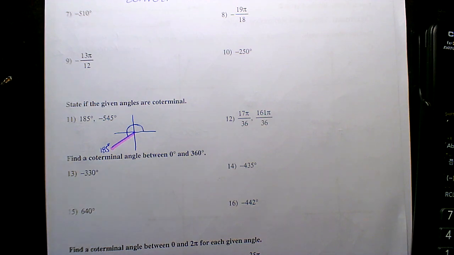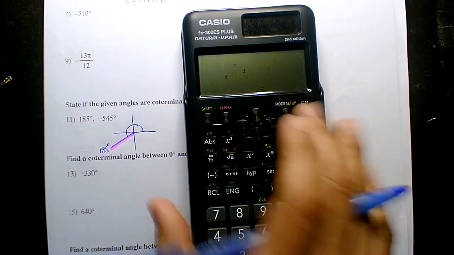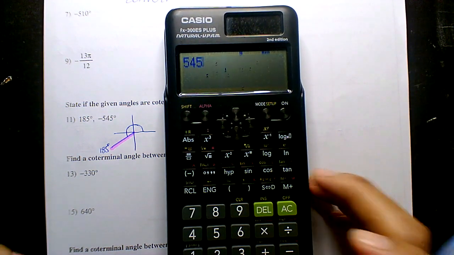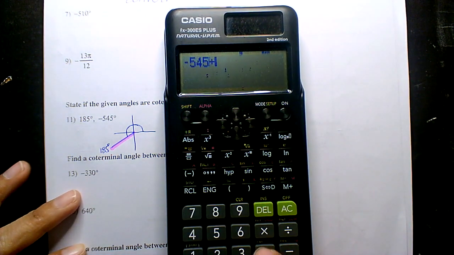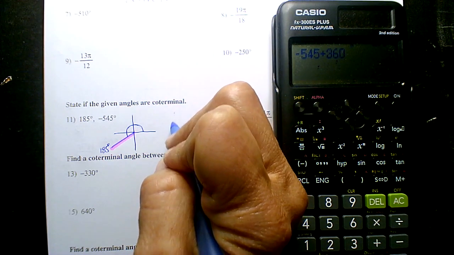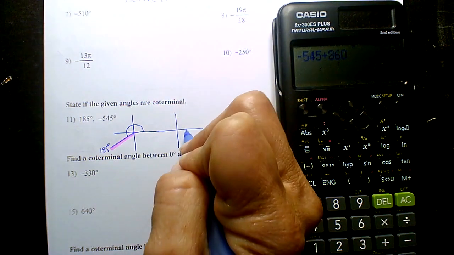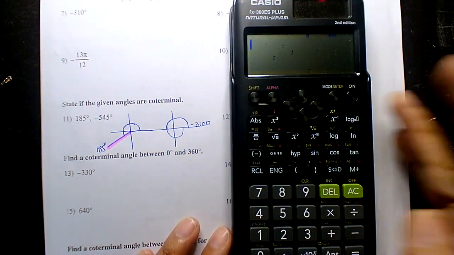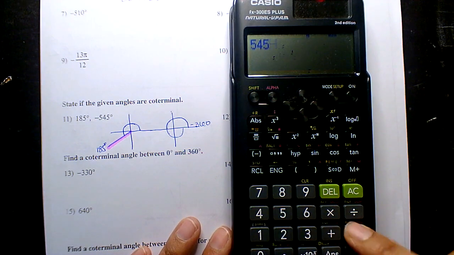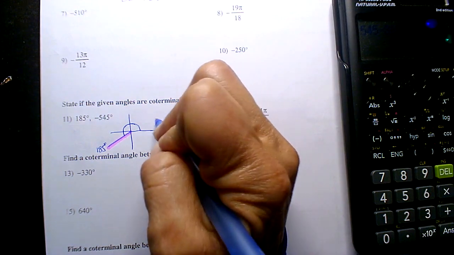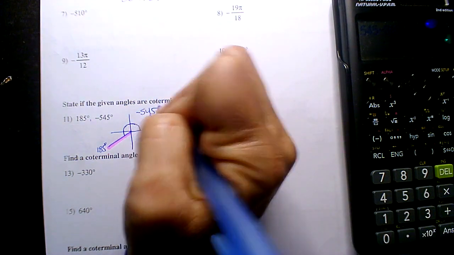Okay, negative 545 though. Right? Okay, so negative 545, here's negative 360, right? But we want another 360, so 545 minus 360 gives me another 185. Okay, this is negative 545.